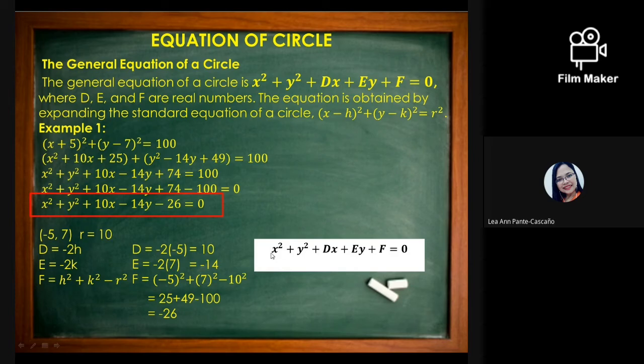So, ibig sabihin, since wala namang letters dito sa x squared and y squared, kokopyahin lang natin sa x squared plus y squared. Ang ating D ay positive 10, so that is now plus 10x. Ang ating E ay negative 14. Since siya ay negative, lalagay mo lang negative 14, then copy y. Ang ating F is negative 26, so minus 26 equal to 0.